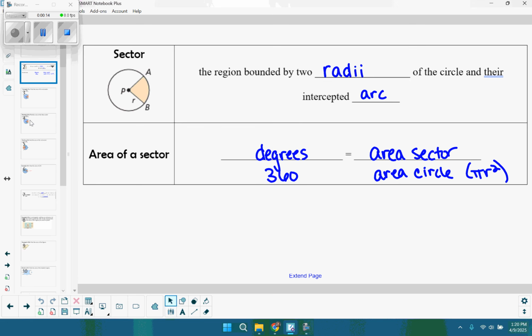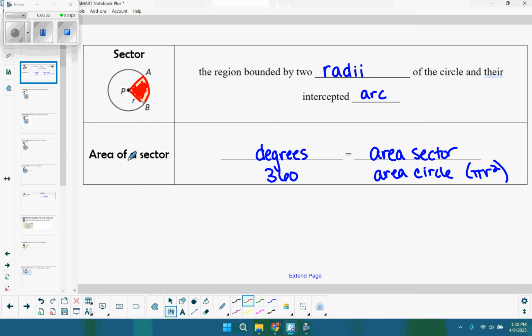So we're going to start off by defining a sector. A sector is essentially a slice of a circle. It's the region bounded by two radii, like this one, and then the intercepted arc. So all the space inside that bounded region would be a sector.